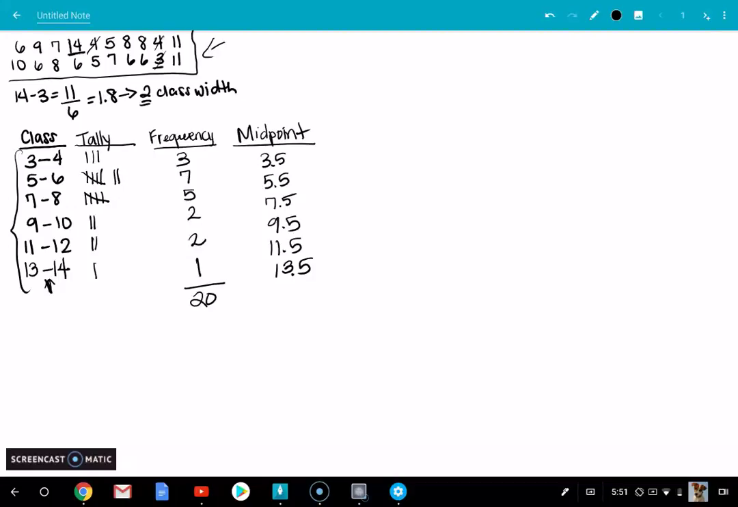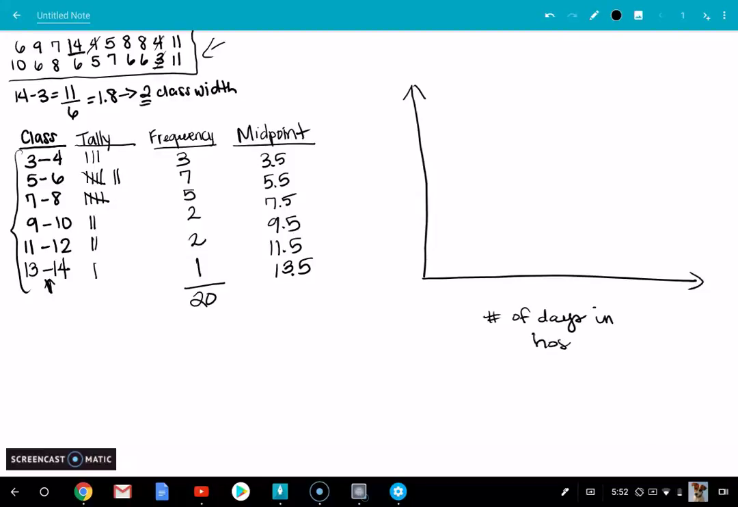But then at the end, it talks about the histogram. And so here's the histogram right here. On the X, we can put the number of days in the hospital. Then on your Y, you can put the frequency. With the histogram, we usually use the midpoint, right? I remember in the video too, it talked about not starting at 0 initially, so you just have to move it a little bit.